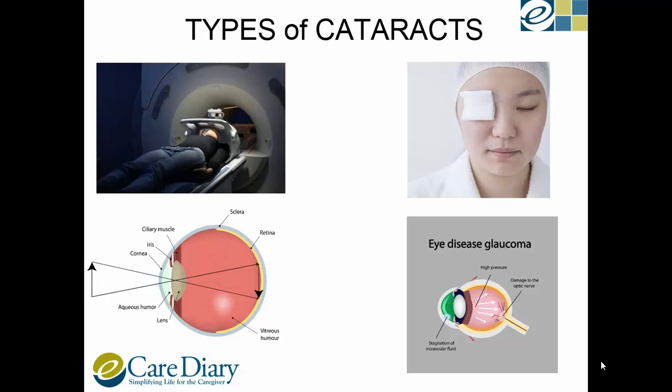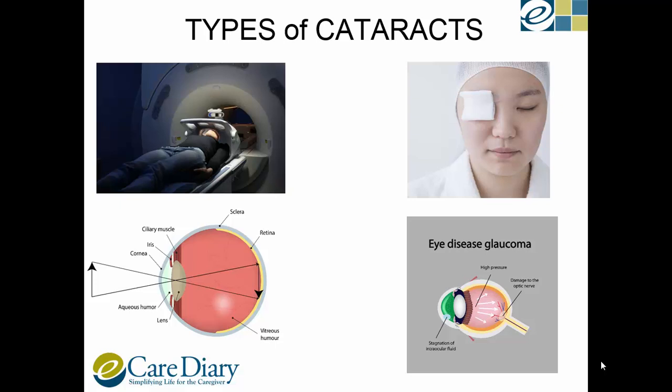Although most cataracts are related to aging, there are other types of cataract. Secondary cataract is one that forms after surgery for other eye problems such as glaucoma. Traumatic cataract can develop after an eye injury. Radiation cataract develops after exposure to some types of radiation.